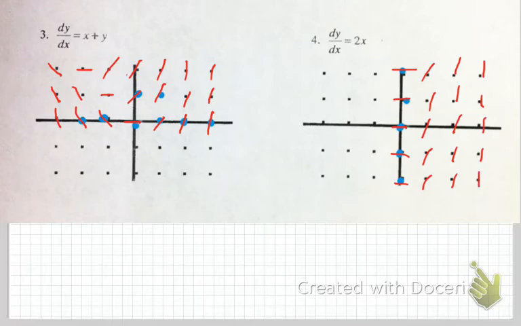When x is negative 1, the slope is negative 2. When x is negative 2, it's negative 4. And negative 6.